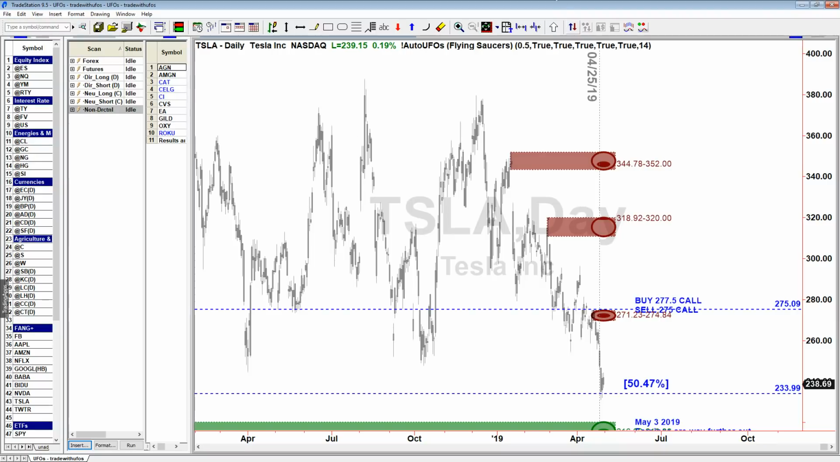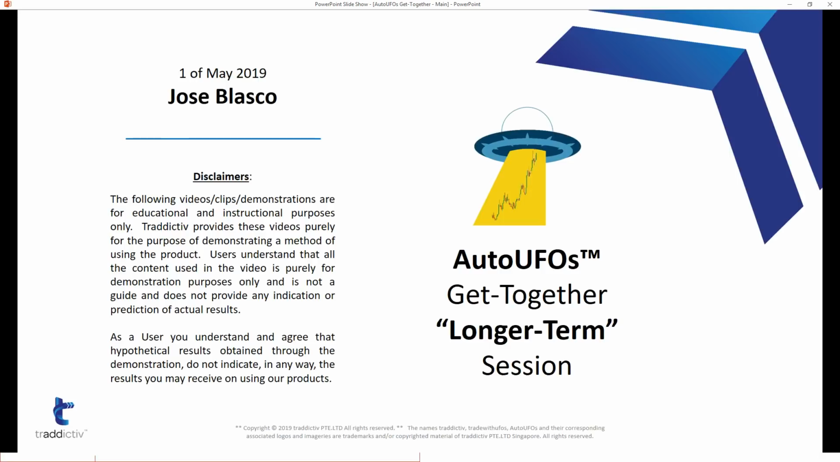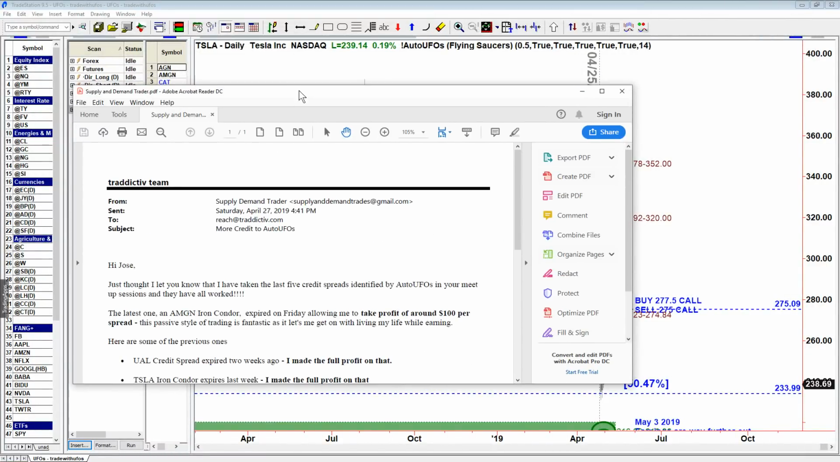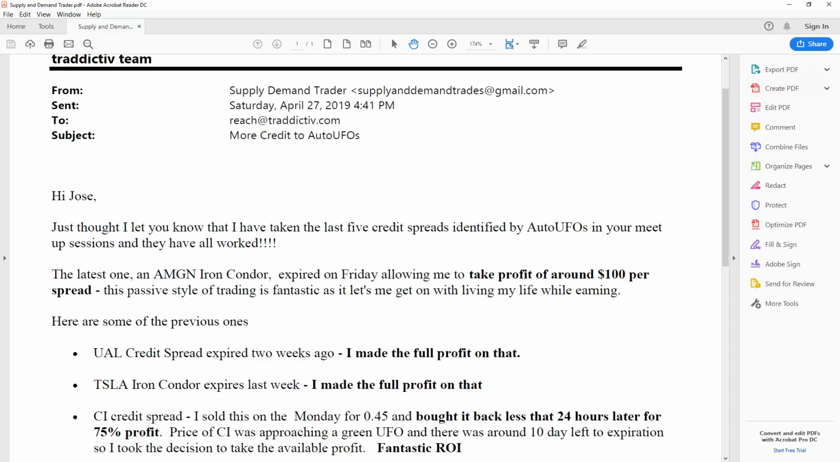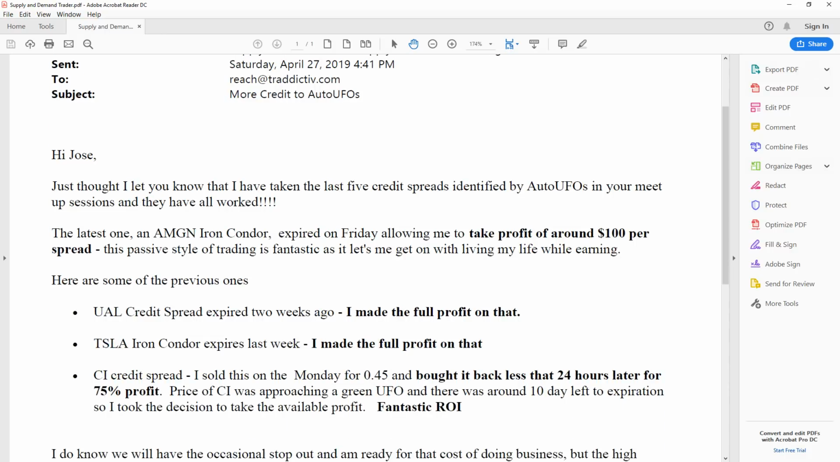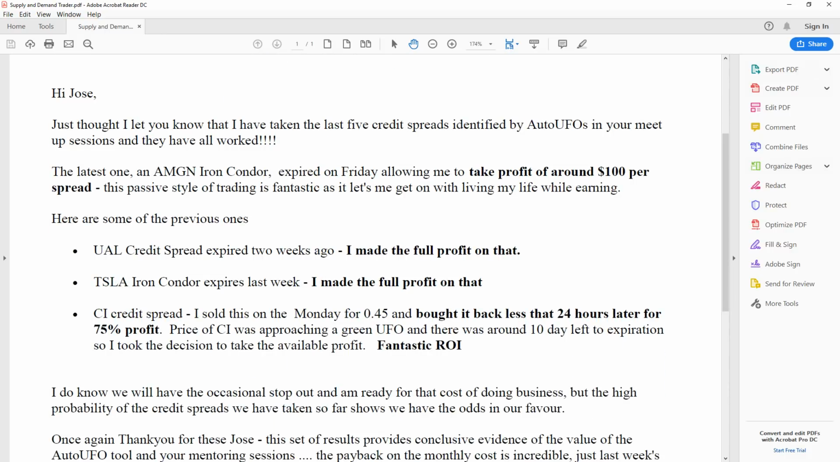Good. Perfect. So here is TradeStation. The way I would like to start the day today, similar to how we started the day last Thursday, is with an email, also coming from Supply and Demand Trader, who I believe is with us today. How are you, Supply and Demand Trader? I love what you're doing, my friend. Let me put the email here on the screen so you can start reading.